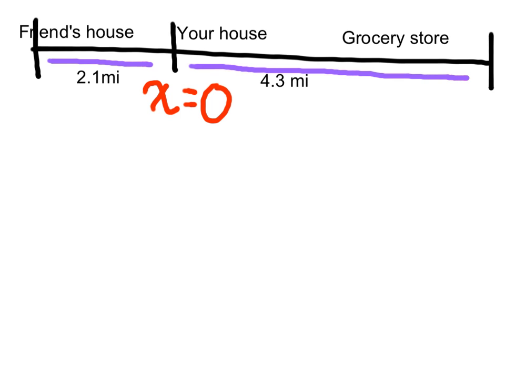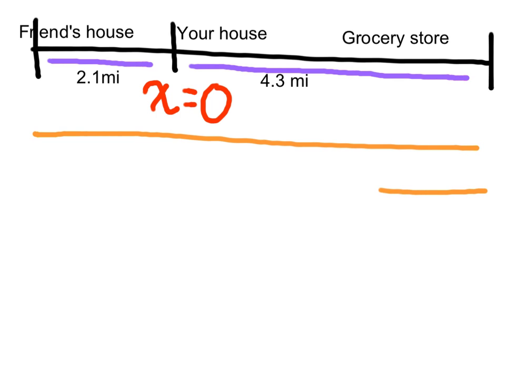Alright, so the your turn problem says that we are going to go from your friend's house to the grocery store, and then back to your house. Alright? Now a couple things to note is now that your friend's house is to the left of the origin, it is located at position x equals negative 2.1 miles.